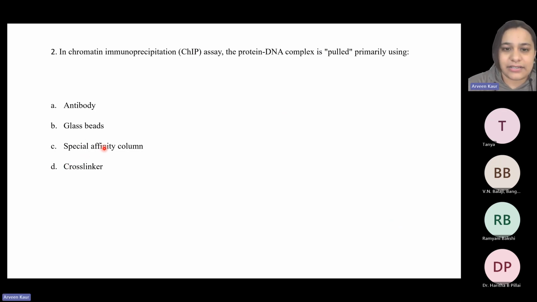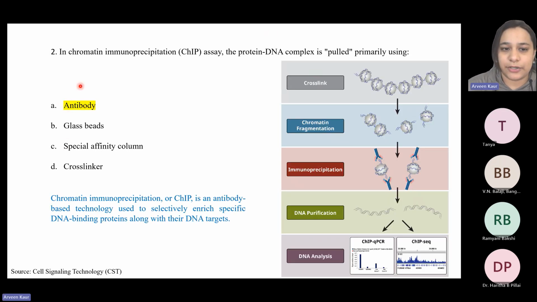Anybody who has gone through the ChIP assay might know that these are all terms that one might encounter in this technique, right? All of these things are used somewhere or the other. But over here, a specific function has been asked, we have to assign a specific function to one of these things. The function is to pull down the protein-DNA complex. So which one will be the answer? Okay, let me come to the answer. It is going to be the antibody, right?